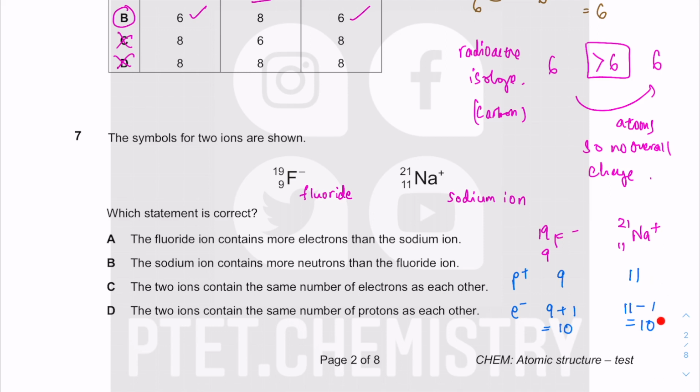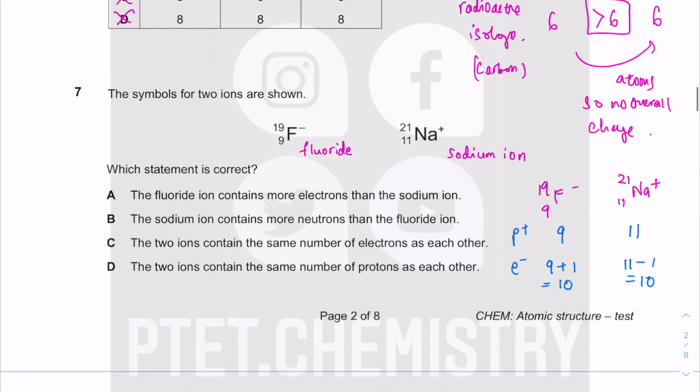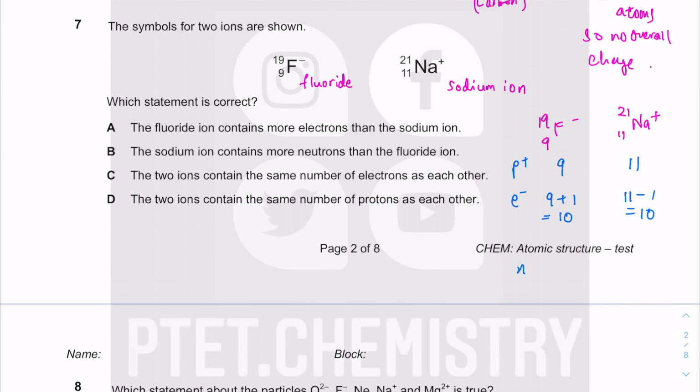You have lost 1 electron to form a positive ion. That's why this is called a cation, because you have 1 more proton than electron. You have lost 1 electron, that's why you have a plus 1 charge. The number of neutrons is going to be the mass number, or the nucleon number, minus the proton number. So that gives you that, and that gives you that.